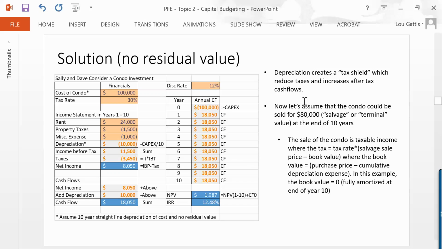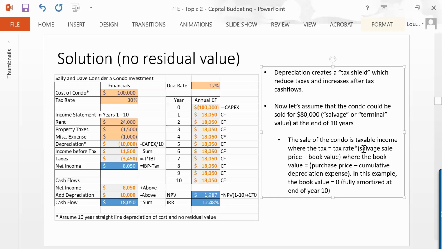There's a tax consequence of selling this asset, namely the taxes on the sale of an asset that's being depreciated, a capital expenditure. The taxes I'll pay will be the tax rate times the difference between the salvage price, what you're going to sell it for, that's $80,000, and the book value. Now the book value is what it's currently worth on the balance sheet. So the book value starts from the purchase price. I paid $100,000, and every year I depreciate that by, in this case, $10,000 a year.